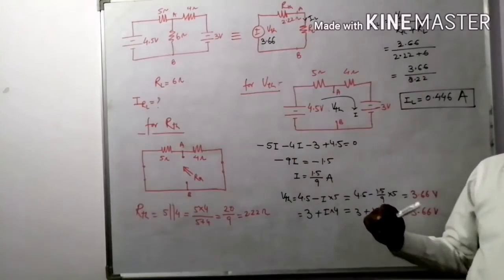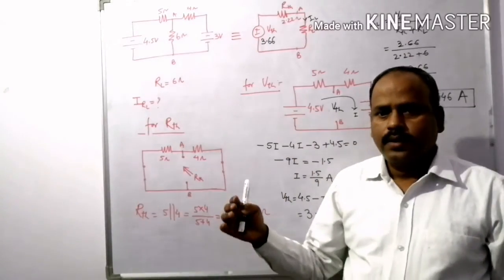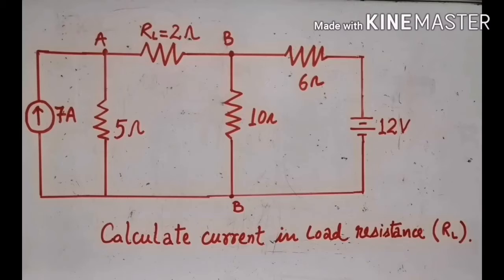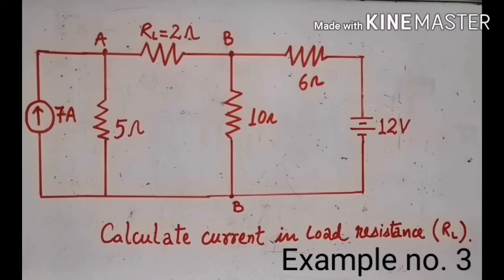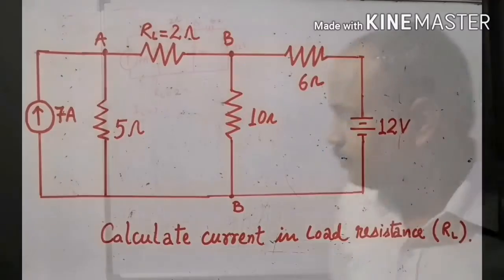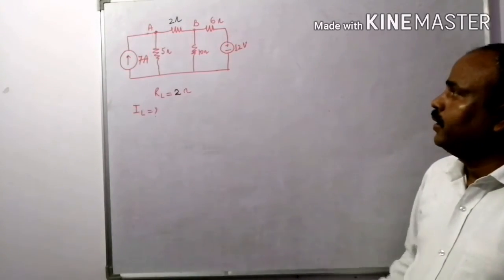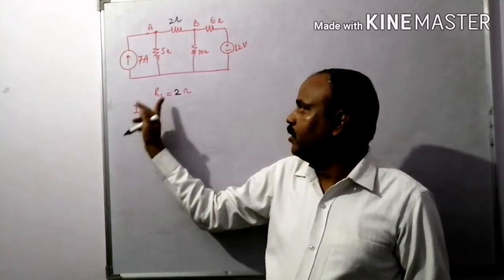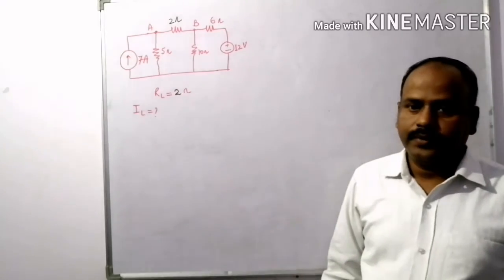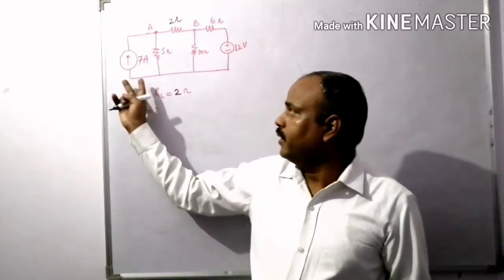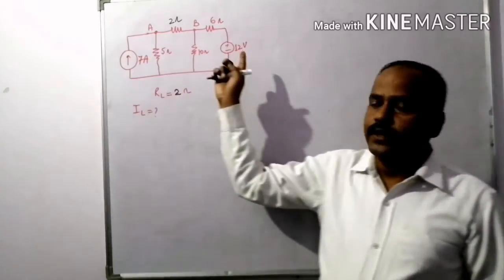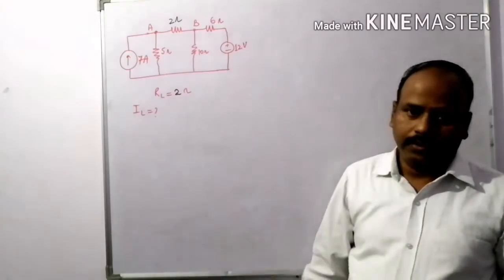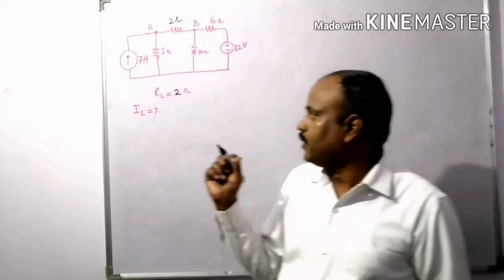Yes, after this circuit, I am going to solve another example based on Thevenin theorem. Yes, this is another example. Here the value of the load resistor is 2 ohm, and I am going to calculate the current in the load resistor with the help of Thevenin theorem. Here two sources are here. One of them is current source and second one is voltage source. Current source having the value of 7 ampere and voltage source as a 12 volt. Right? It's a very interesting example.